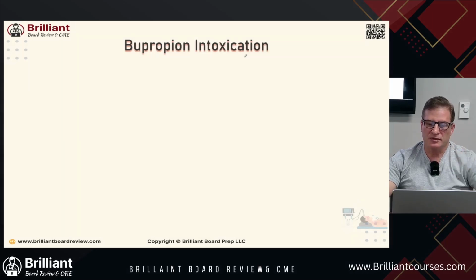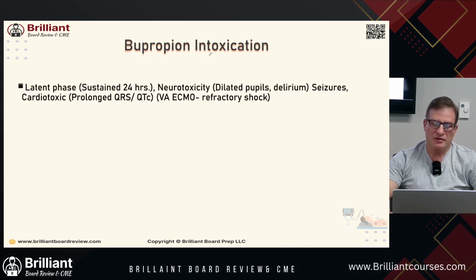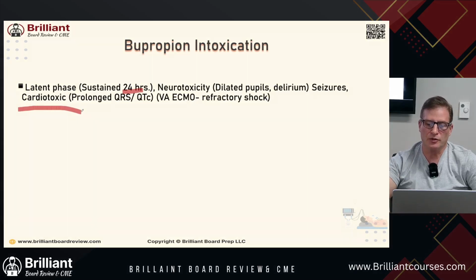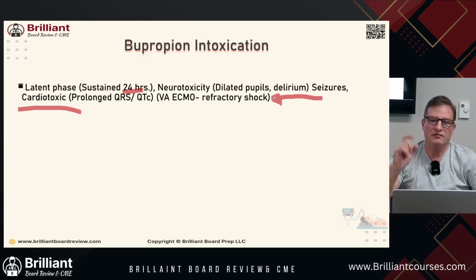Let's talk more about the bupropion intoxication. You're going to have the latent phase, with sustained release, the longer acting release, being 24 hours. Then you have the neurotoxicity with the dilated pupils and delirium, can have seizures, and then usually the later stage is going to be the cardiac toxicity, where you have the prolonged QRS, prolonged QTc. So what can you use? If you're having refractory shock, this is when you consider VA ECMO.